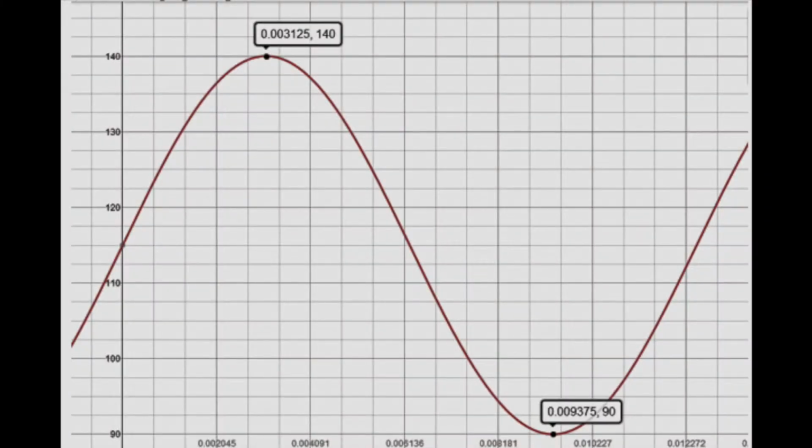Then we plot the most important points, which is the highest point at the crest, at 1 over 320, 140. 140 represents the highest point because, as you can remember, 115 is the equilibrium axis plus 25, that is the amplitude. And then 115 minus the amplitude will give us 90. And the other point, the lowest point, will be at 1 over 160, 90.